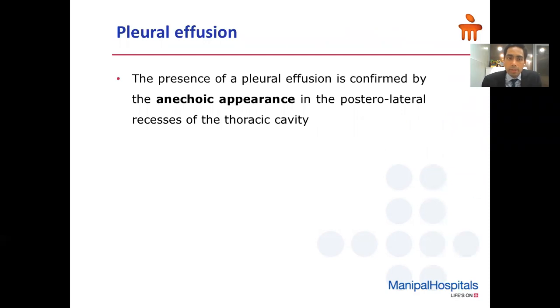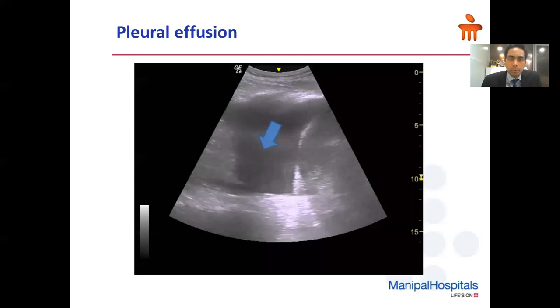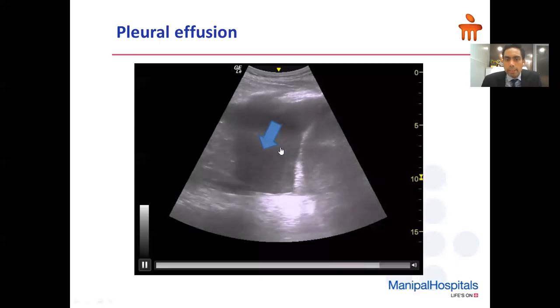Pleural effusion is another example where ultrasound can be used, and you can say that probably ultrasound is the most sensitive modality to look for pleural effusion compared to chest X-ray, and maybe comparable to CT scan as well. What you will see is an anechoic structure where there is a fluid. For example, this is the pleural effusion.